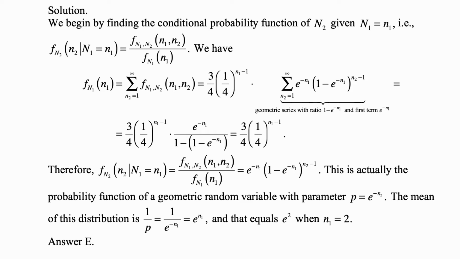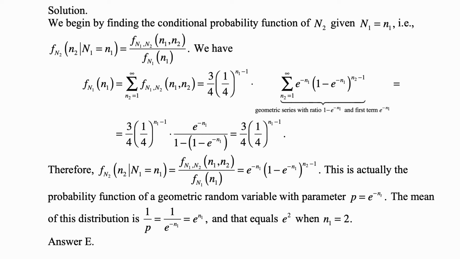We begin by finding the conditional probability function of N2 given N1 equal to N1. So f sub N2 of N2 given that N1 is equal to N1, which is the joint probability function f sub N1 N2 of N1 N2 divided by the marginal probability function f sub N1 of N1. Okay, f sub N1 of N1 is the sum over all values of N2 from 1 to plus infinity of the joint probability function.